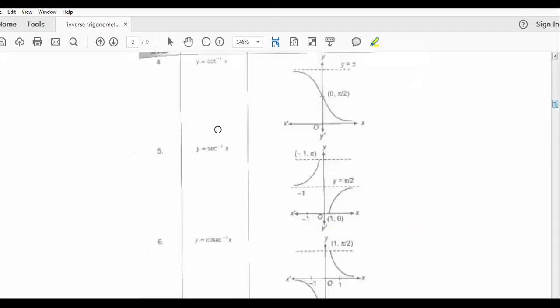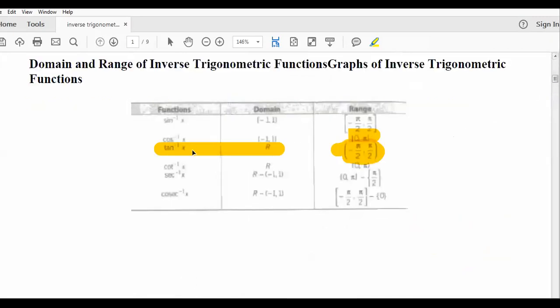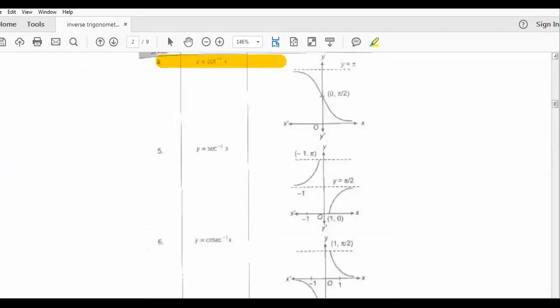Now we come to the next one. Now look at the next. This is cot inverse x. This is our next function. Now what is the domain of this function, cot inverse x? Look back. In the previous lecture, the domain of cot inverse x is the real numbers and the range is 0 to pi. So remember all the domains and ranges of these inverse functions. Now we come to this graph, y is equal to cot inverse x.